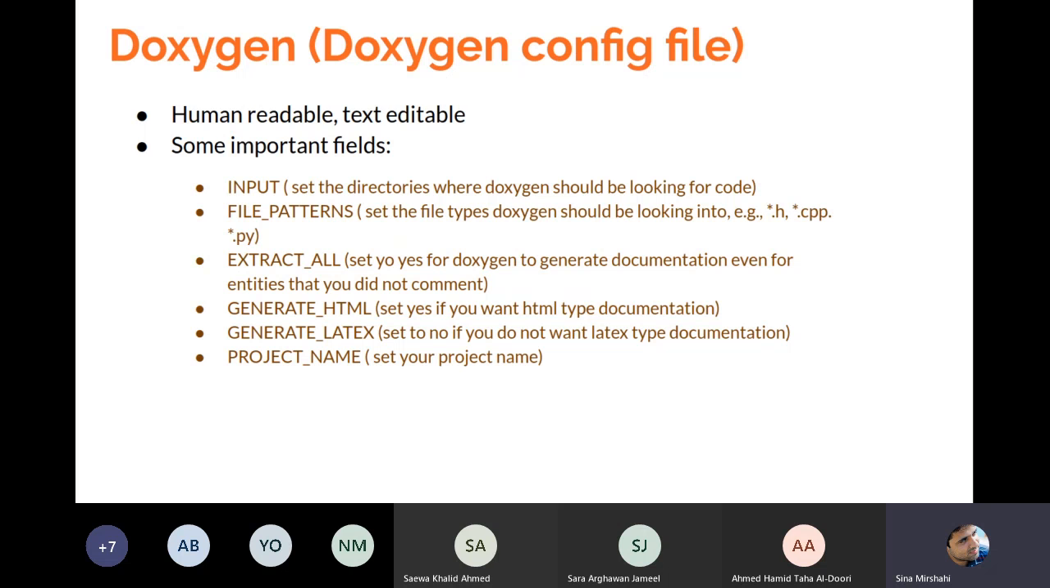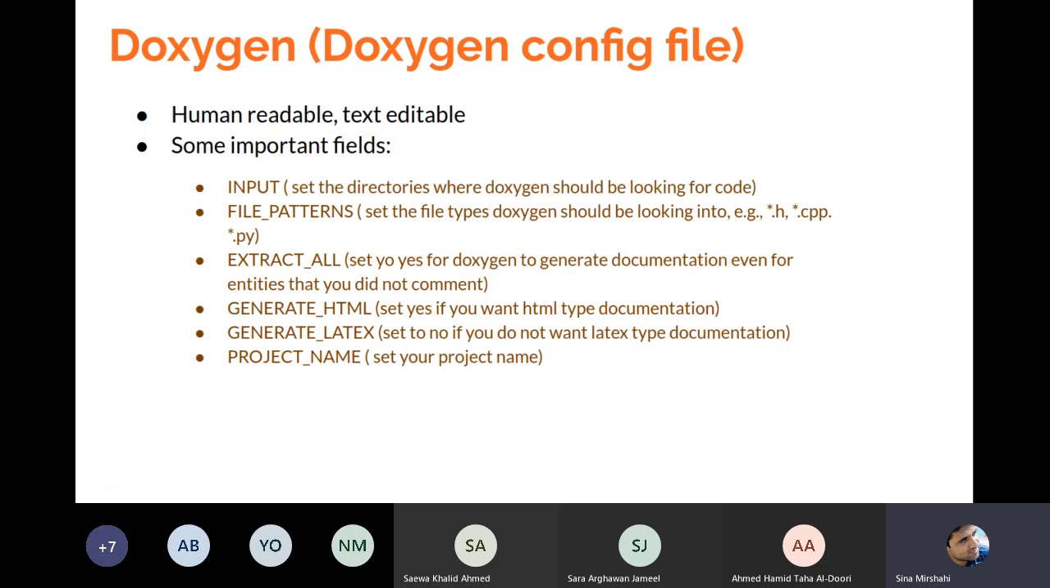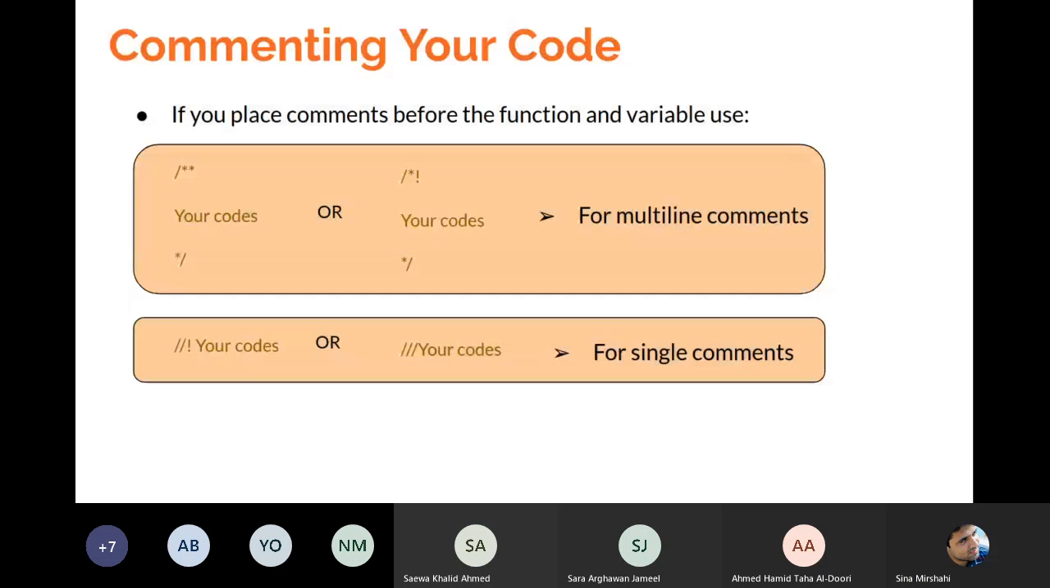Then the other important thing is generate HTML. As I said, for example, you can have HTML or LaTeX or PDF and so on. If I set it to yes, HTML will be created. If I set LaTeX to yes, LaTeX code will be created. You can set, for example, the project name and so on. You will see the configuration file later. So that's the logic behind it.